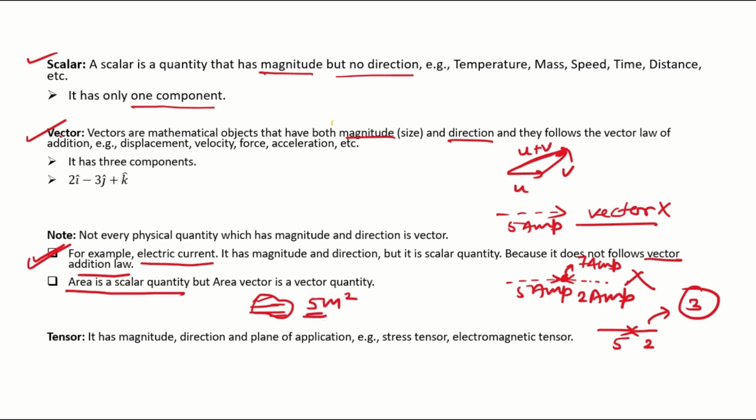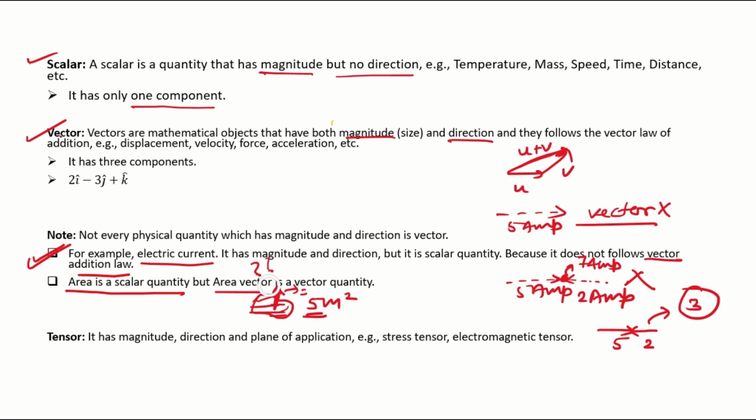So what is area vector? Area vector is a vector which is perpendicular to this area. So we are defining a vector which is perpendicular to this area, so the direction is normal to the area. And what is the magnitude? We are associating a magnitude to this vector equal to the area. The value of the area is the magnitude of this vector.